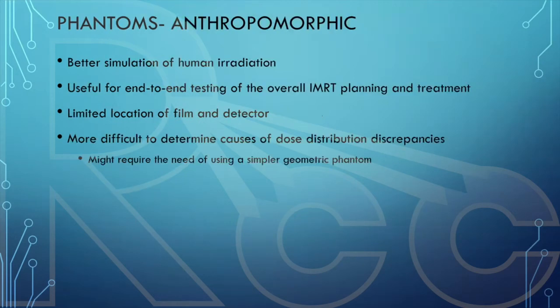Anthropomorphic phantoms tend to be expensive. However, they give you a better simulation of human irradiation. They are useful for end-to-end testing of the overall IMRT planning and treatment. They have a limited location of film and detector. It could be more difficult to determine the cause of any dose distribution discrepancies. In these cases, you might need to use a simpler geometric phantom.